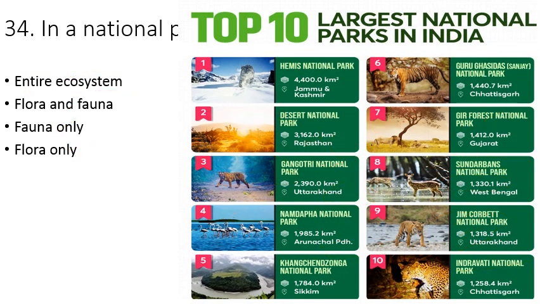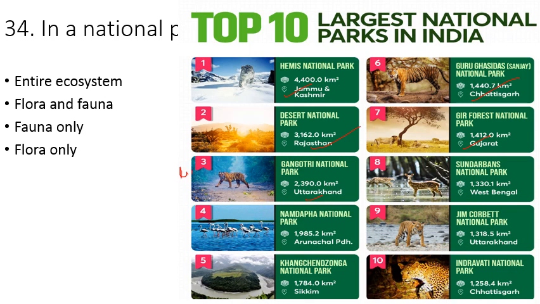This is the list of some important national parks. These include the Hemis National Park, which is the largest national park of India, located in Jammu and Kashmir. Next we have Guru Ghasidas Sanjay National Park, present in Chhattisgarh. Next we have Desert National Park, present in Rajasthan. Then Gir Forest National Park, located in Gujarat. Then we have Gangotri National Park, present in Uttarakhand.